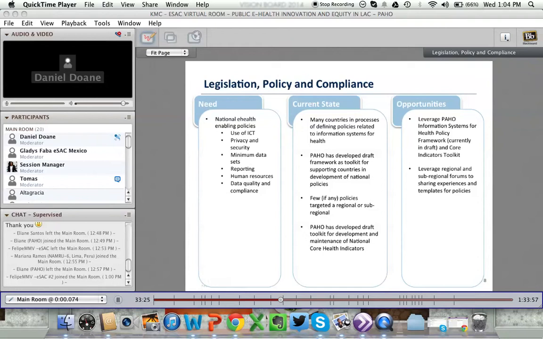So where available, hopefully countries can begin to use those to share information on their success and provide feedback to strengthen those tools. And also to use some of the regional and sub-regional forums to begin to share experiences around policy, compliance, legislation, and sharing those templates. So again, I think forums like this are an excellent way for technical leadership to begin to share that knowledge, share those experiences, and not have to reinvent the wheel every single time.